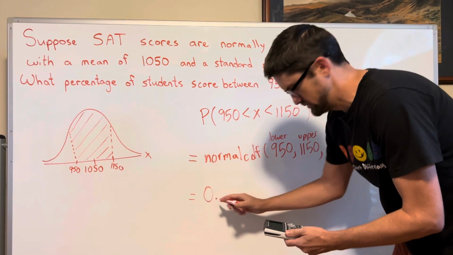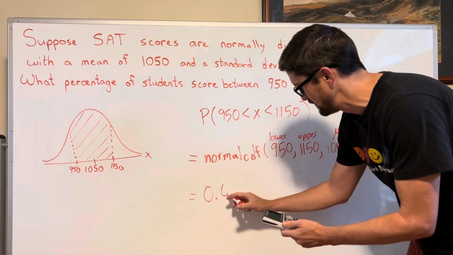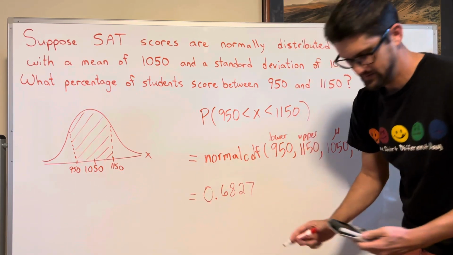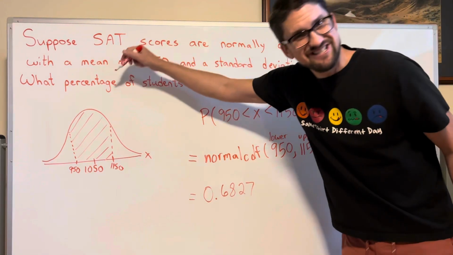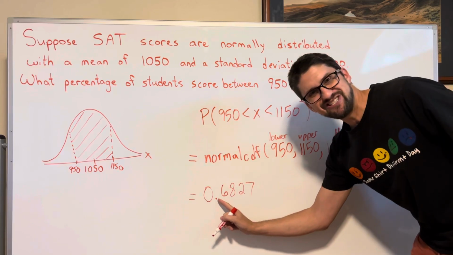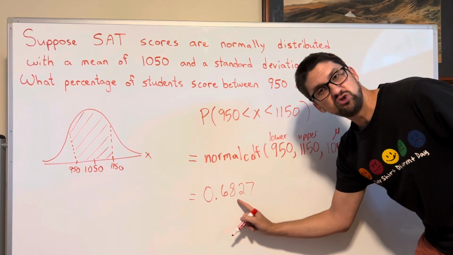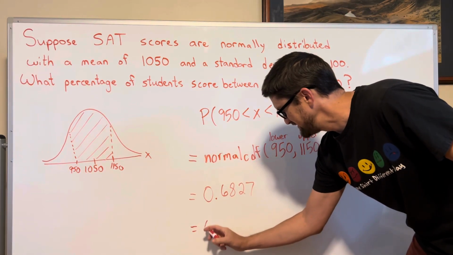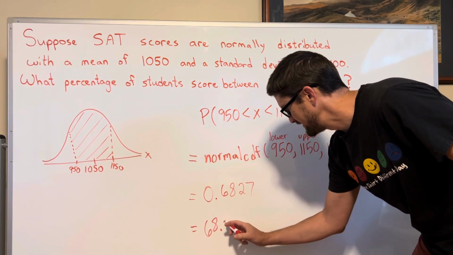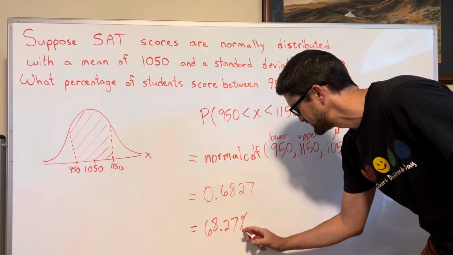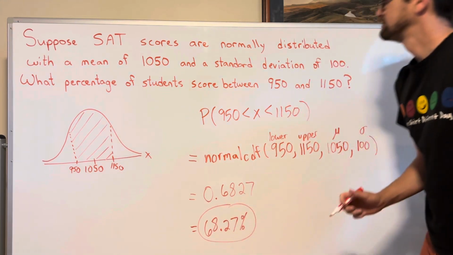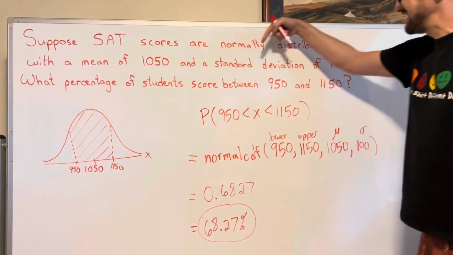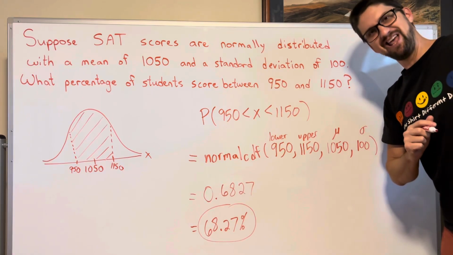I'm going to take 4 decimal places. Now this problem wanted a percentage, so I'm going to have to change this to a percent by moving the decimal 2 places to the right. So that's going to be 68.27%. So 68.27% is the percentage of students that are going to score between 950 and 1150.